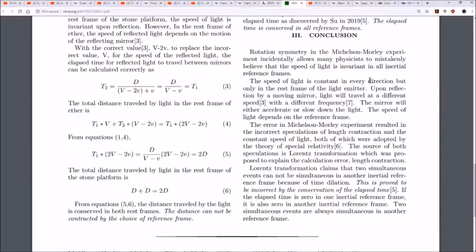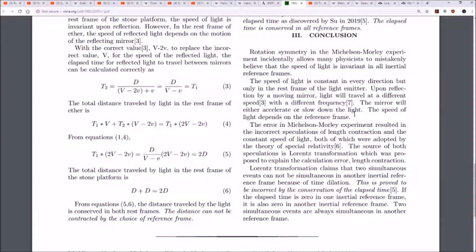The speed of light is constant in every direction, but only in the rest frame of the light emitter. Upon reflection by a moving mirror, light will travel at a different speed with a different frequency. The mirror will either accelerate or slow down the light.